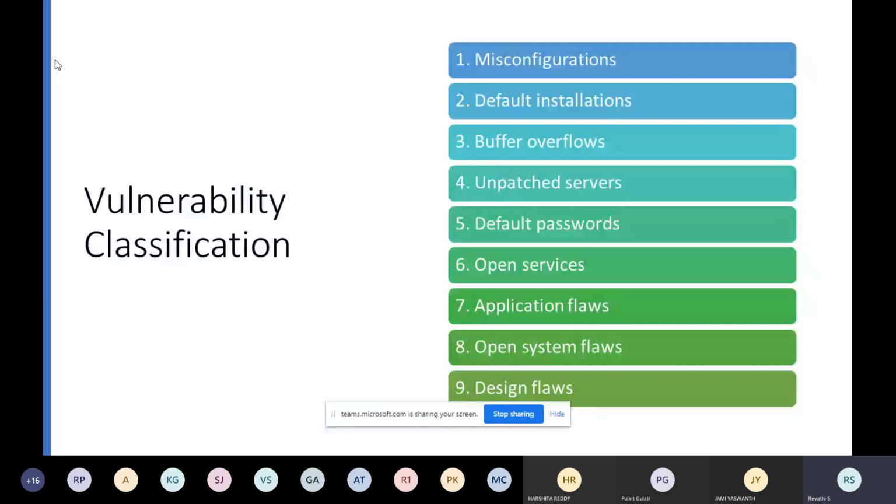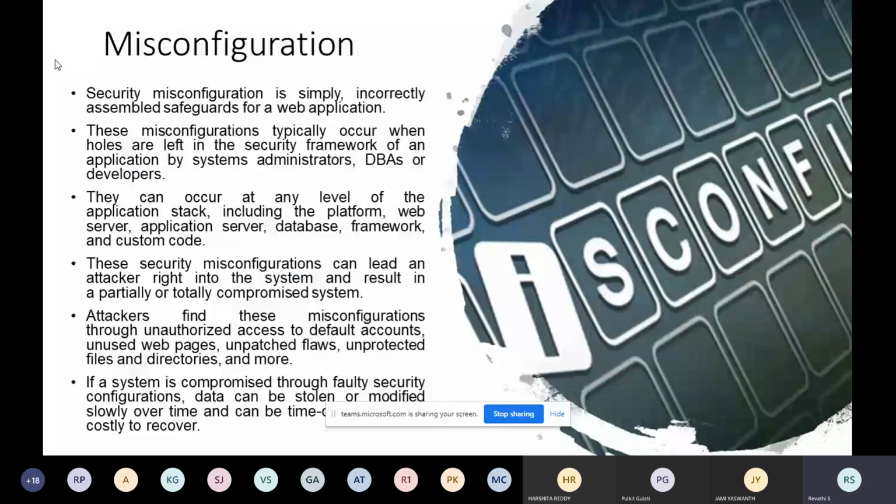So first is misconfiguration, which is because of improper configuration. It may be in system configuration, application configuration, server configuration or anything. If it is not properly configured, it will allow attackers to attack the system, and it will lead to the extent that files can even be stolen.